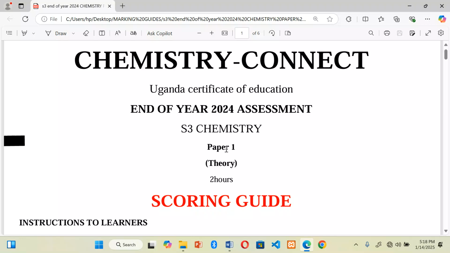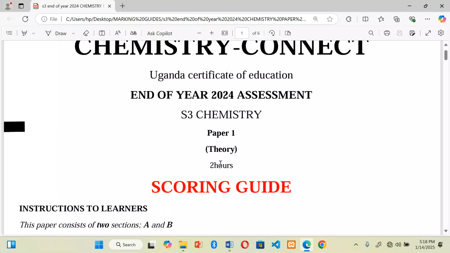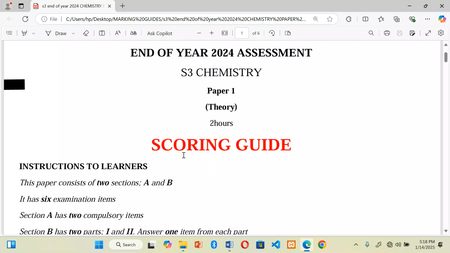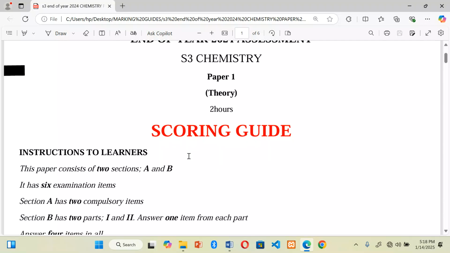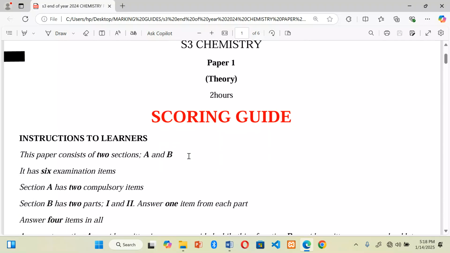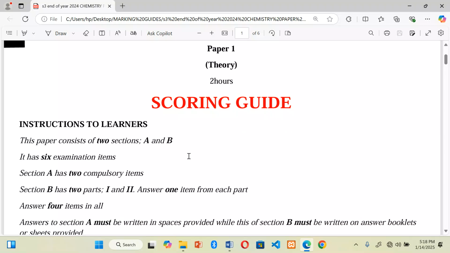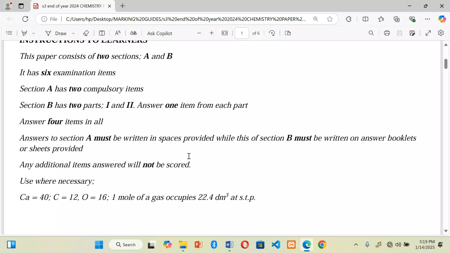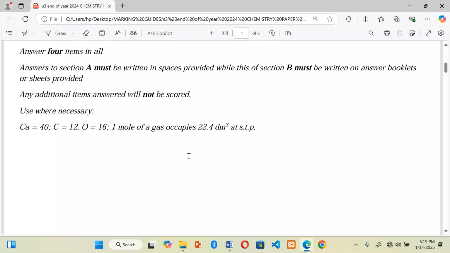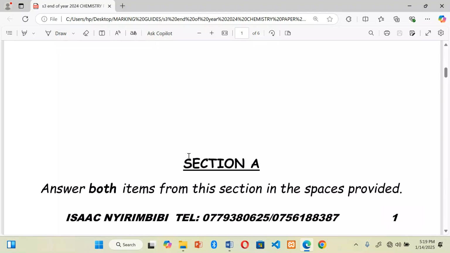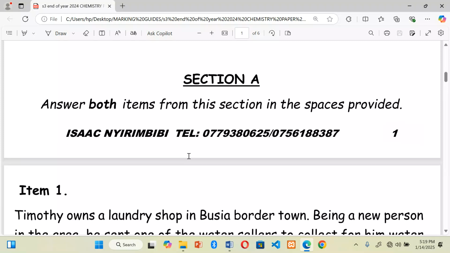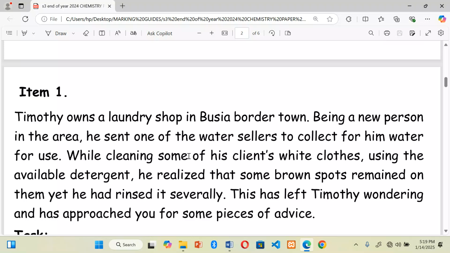Chemistry, Paper 1 Theory. A standard Paper 1 takes 2 hours, and we are going to go through its scoring guide as we see how best we could have approached the items in this paper. In this session, we are just looking at Section A, and in our next session, we shall be looking at the solution to Section B. Now, let's look at Section A, item number 1.